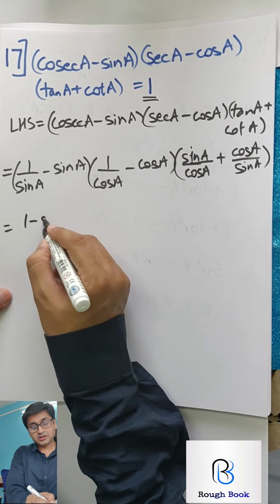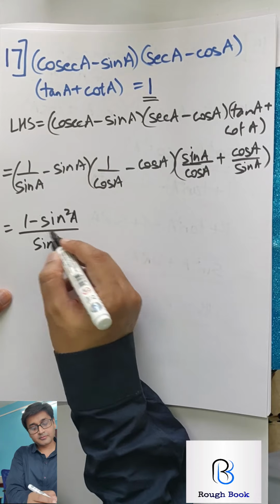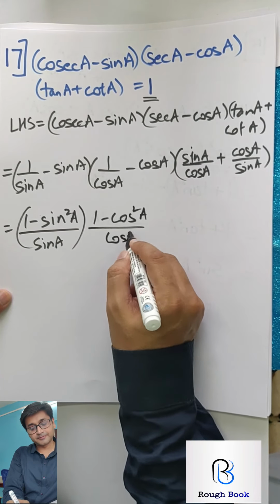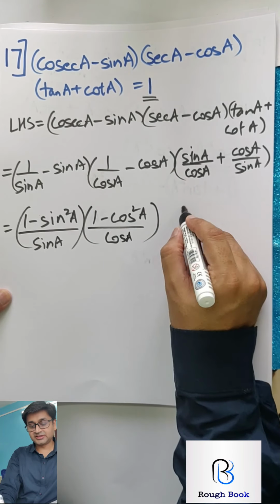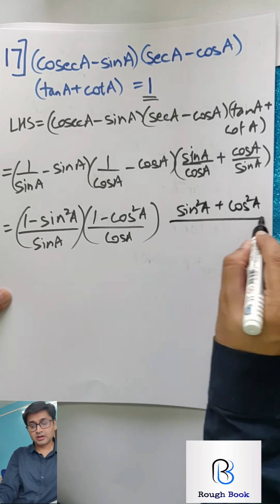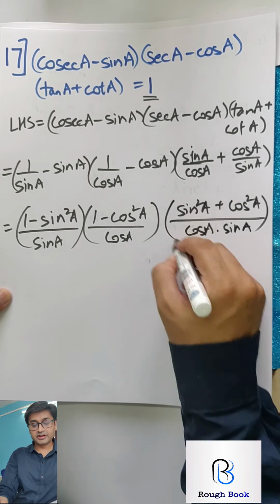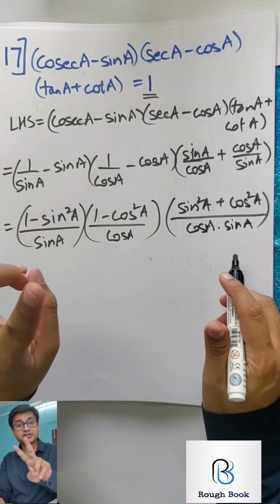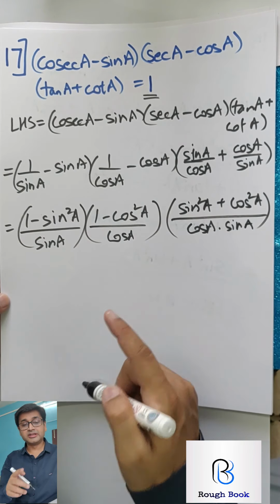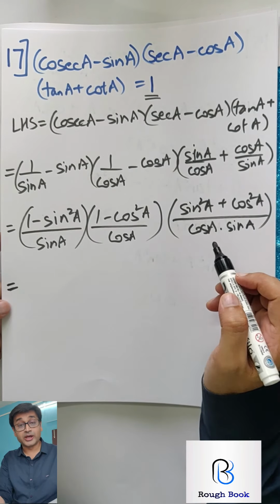Take the LCM. So 1 minus sine square A upon sine A in one bracket. 1 minus cos square A upon cos A. And here cross. So sine square A plus cos square A upon cos A into sine A. So did everyone at least reach here? You get your second 1 mark if you are able to take the LCM well. Third 1 mark. These type of sums are usually for 4 marks, if you can use any one identity, square ratio here.